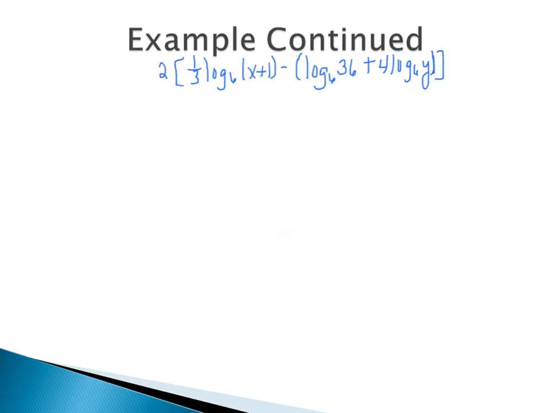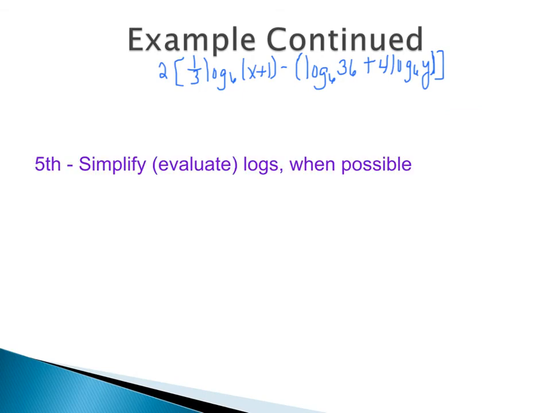Our last step is to simplify any logs that we might have. What that means is that we want to evaluate any logs, so we want to find the logs that might just have numbers. The first log that we have is the log base 6 of x plus 1. Again, we don't have any sum rule. If there's a plus or a minus inside the log, we just leave it alone. So I can't do anything with that one. The next log that I have is this log base 6 of 36.